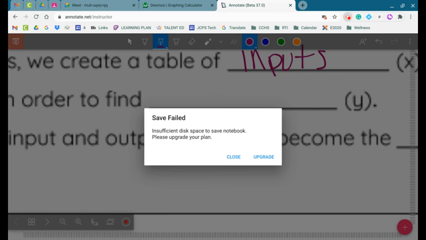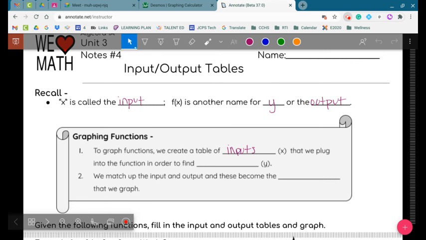Hold on just a second, you guys. Okay, let's continue. Sorry about that, you guys. I ran out of space.